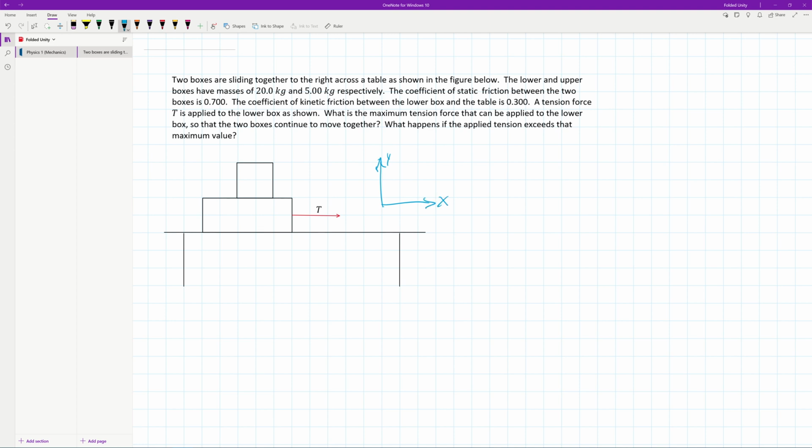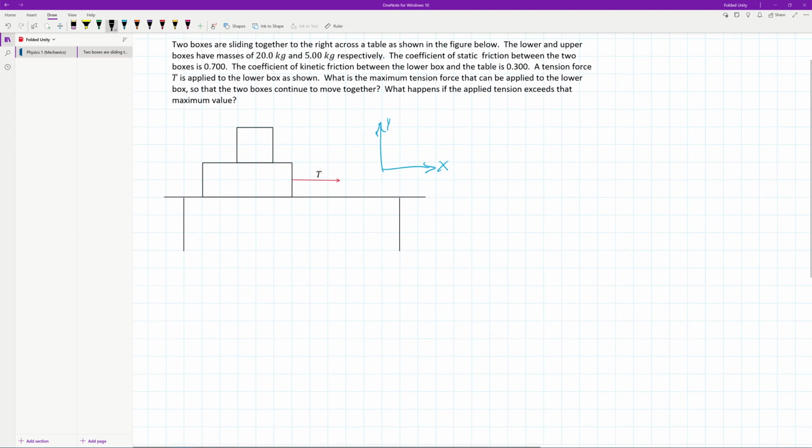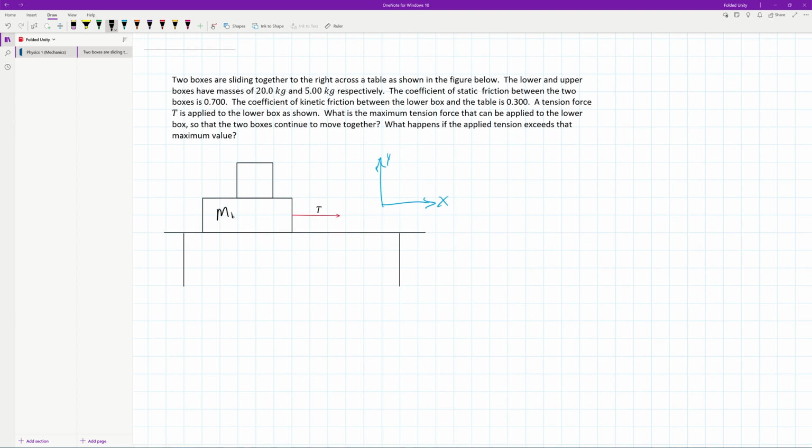Now that we have our axes, let's define the variables we're going to need. Well, the tension T is already defined for us. Let's create some variables for the masses. We'll let the lower block here be M1 and the upper block be M2. I'm going to do this problem entirely symbolically until the end and then plug in my answers only at that point. We also have two friction coefficients we need to deal with.